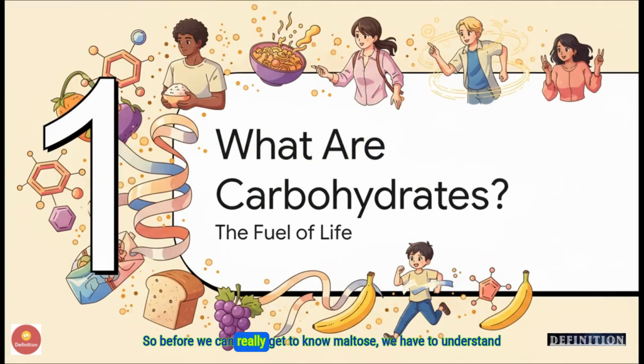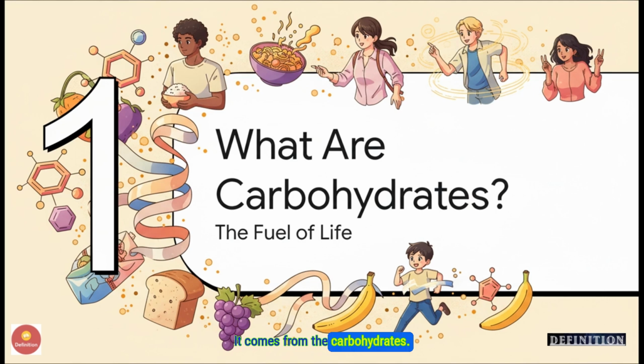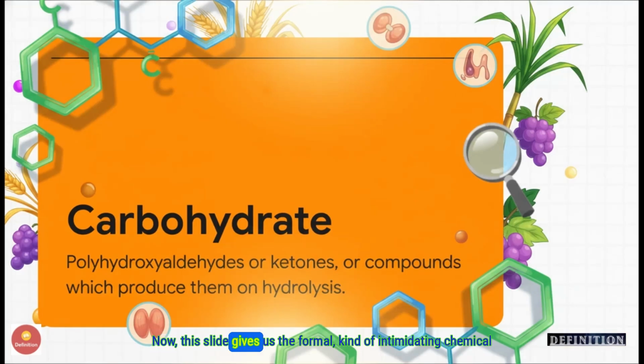So, before we can really get to know maltose, we have to understand the family it comes from, the carbohydrates. And trust me, they are way more than just carbs you might count in a diet. Now, this slide gives us the formal, kind of intimidating chemical definition, but the name carbohydrate itself gives us a massive clue. It literally means hydrates of carbon. Think about it. For every carbon atom, there's basically a water molecule tagging along. And it's this super simple, fundamental structure that lets them do so many incredible jobs for us.